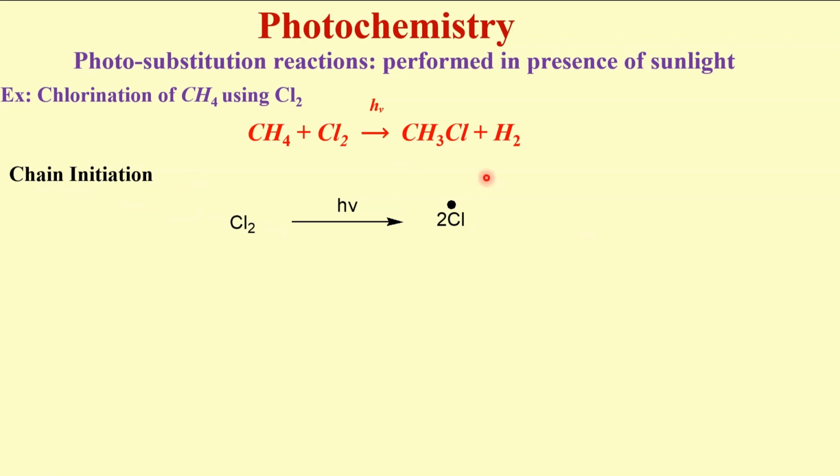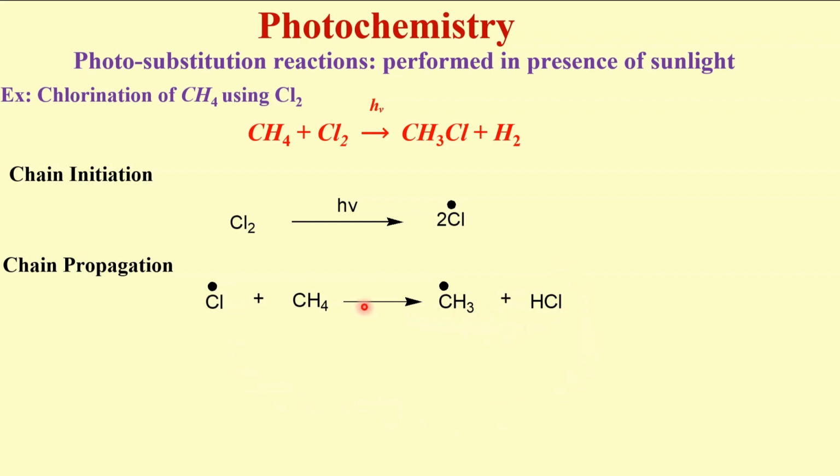The chlorine radicals, which are formed by the homolytic cleavage of chlorine in the presence of UV light, are unstable because they have one less electron than required. To regain its stability, it combines with methane. One of the hydrogens, along with its one electron, combines with this chlorine radical. It gives rise to HCl.